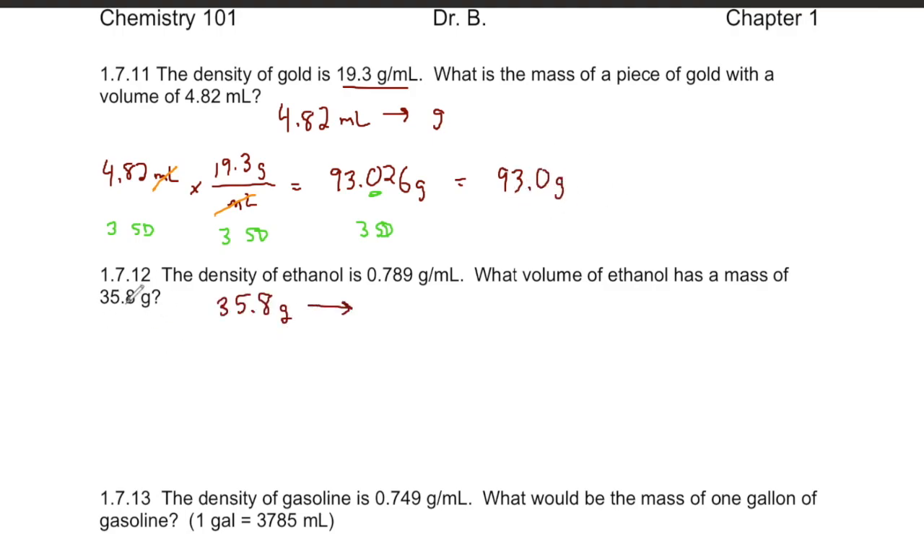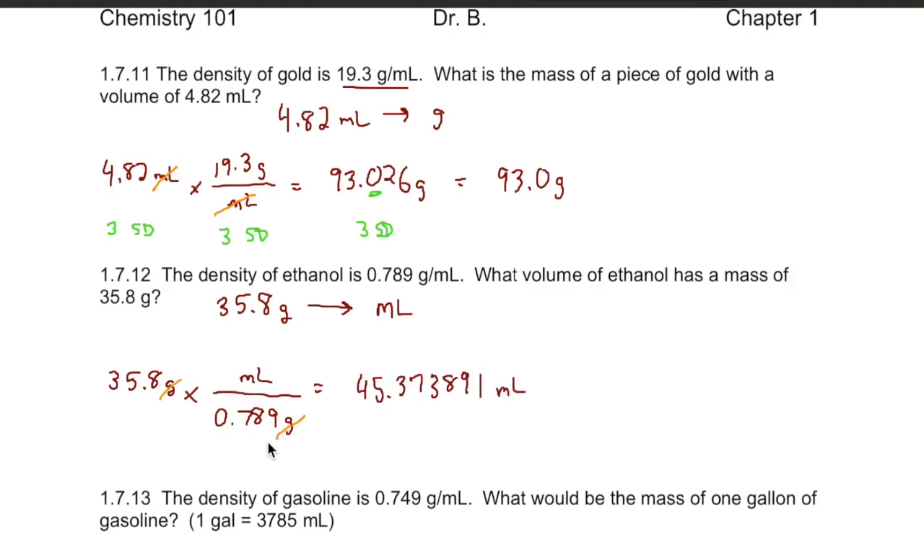This time we know the mass of some ethanol and we want to know the volume of that same amount of ethanol using density as a conversion factor. This time we need grams on the bottom so that it cancels. So I get 45.373891 milliliters, but we only knew the mass and the density to 3 significant digits. So we'll go ahead and round that down and report that as 45.4 milliliters.